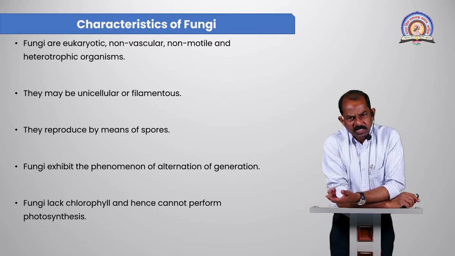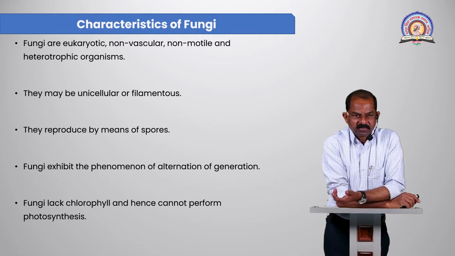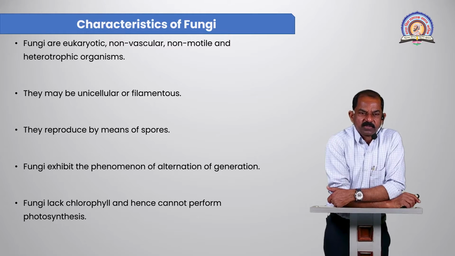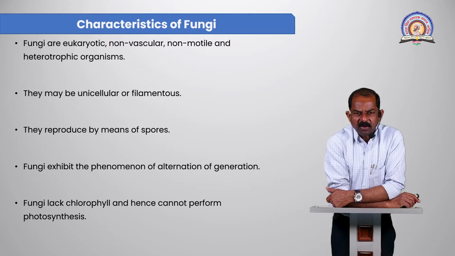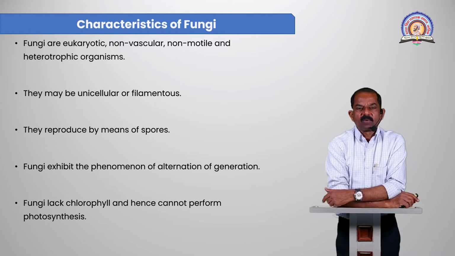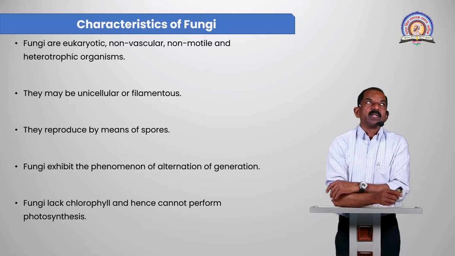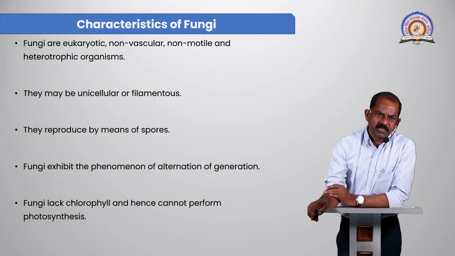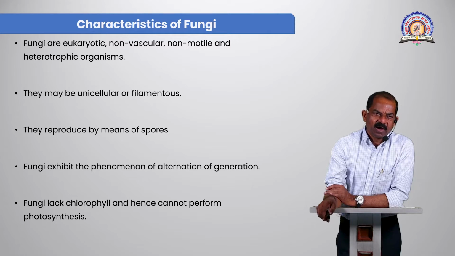They may be unicellular or filamentous. They reproduce by means of simple spores. Fungi exhibit the phenomenon of alternation of generation, and fungi lack chlorophyll and cannot perform photosynthesis, which takes place in another group of plants. So, friends, here we will consider the other characteristics of fungi one by one.